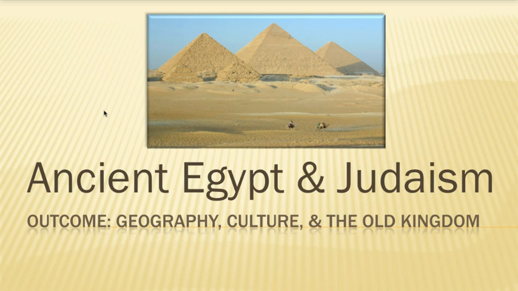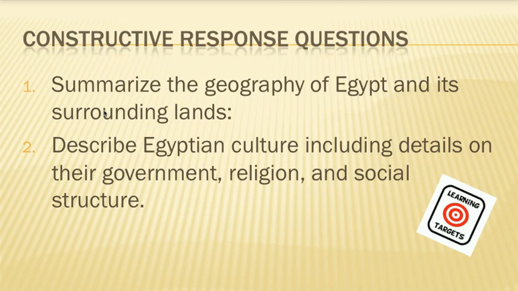Egypt's history is broken up into three main time periods: the Old Kingdom, the Middle Kingdom, and the New Kingdom. And we'll look a little bit more specifically at the Old and New Kingdom periods in this unit. So we've got two constructive response questions we're going to seek to answer by looking at today's information.